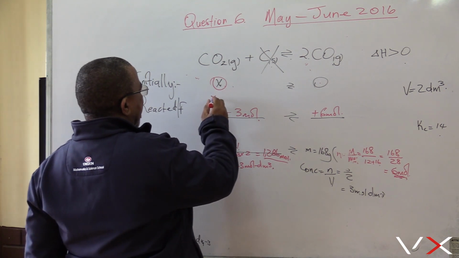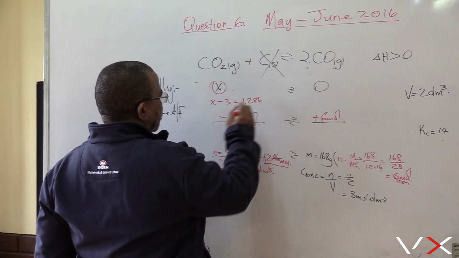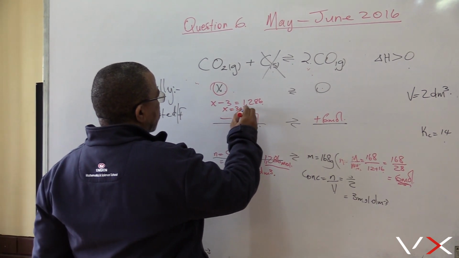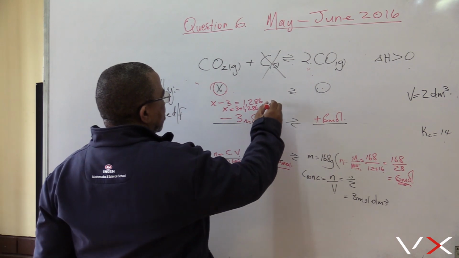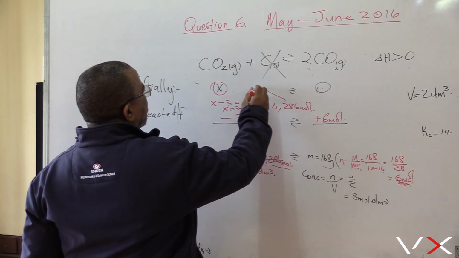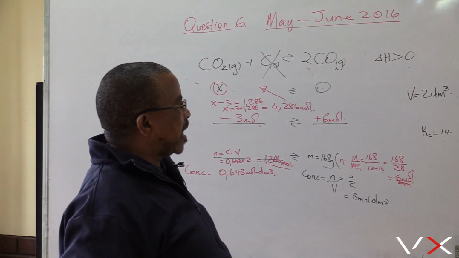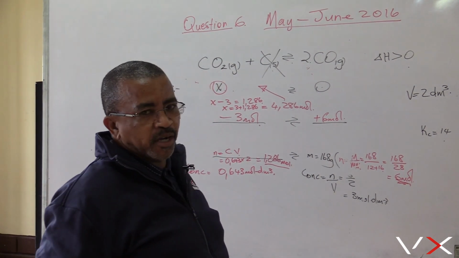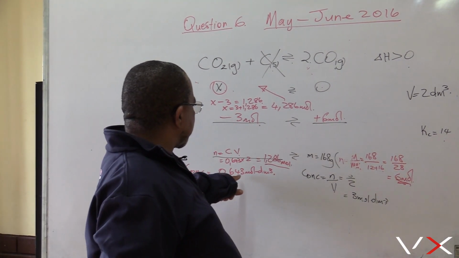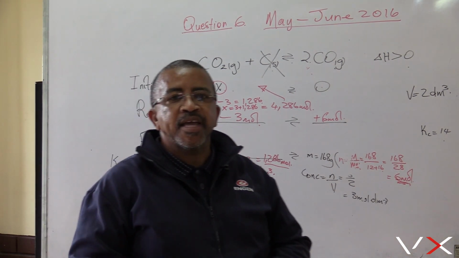Besinangaki x minus 3, it gives us 1.286. What will be our x? It will be 3 plus 1.286, which gives us how much? 4.286 moles. These are the number of moles of CO2 that were initially in the container. Kwasala 1.286. So those are the number of moles that were added.